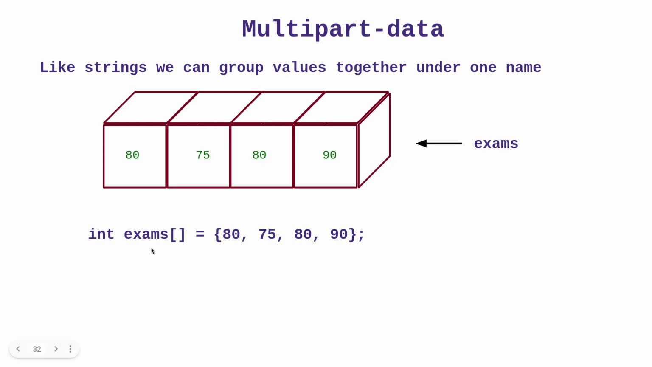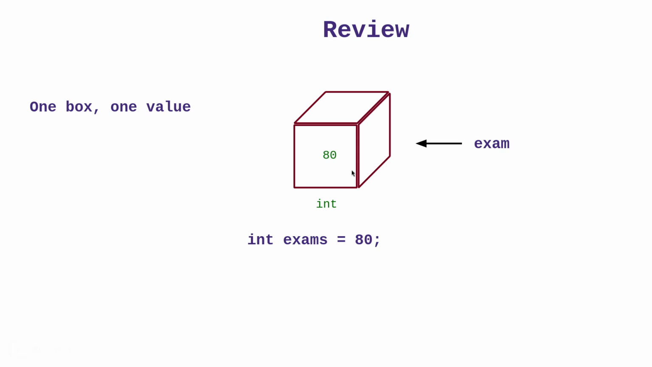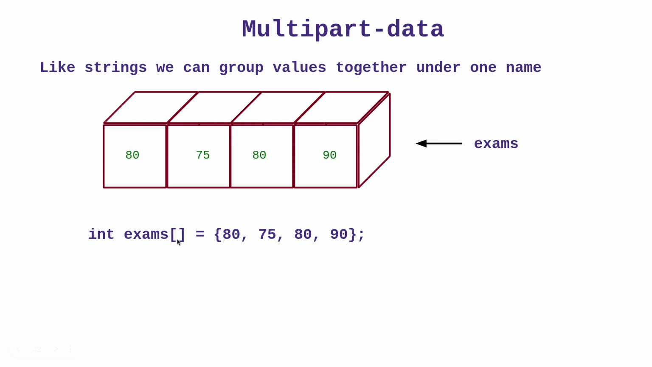Okay, so to do that, we once again provide the type, we provide the name. However, unlike creating a single variable, we need to use an open and close square bracket. This signifies to the compiler that I don't want to create a single variable or a single box. I want to create a collection of boxes. In this case, I want to create 4 boxes, and I want those boxes to initially have these 4 values.